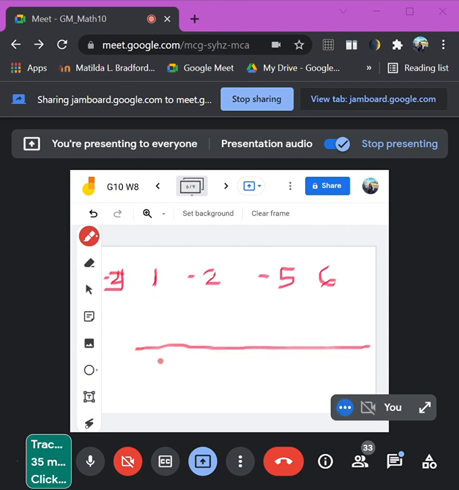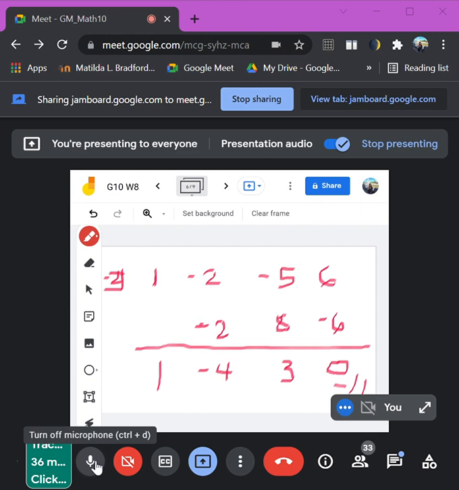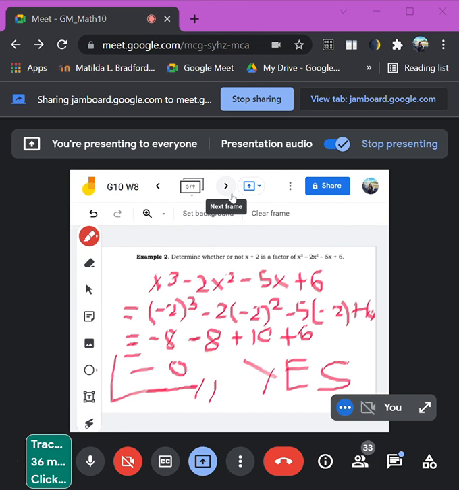So you have there, bring down the leading coefficient. 1 times negative 2, that is negative 2. And then plus, that is negative 4. Negative 4 times negative 2, that is positive 8. And then add, that is 3. 3 times negative 2, that is negative 6. 6 plus negative 6, that is 0. So, that is 0. It is the same as our answer earlier using the remainder theorem.